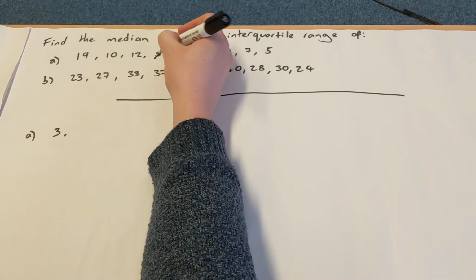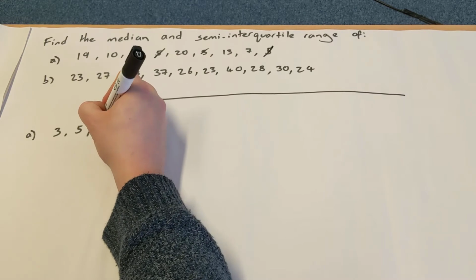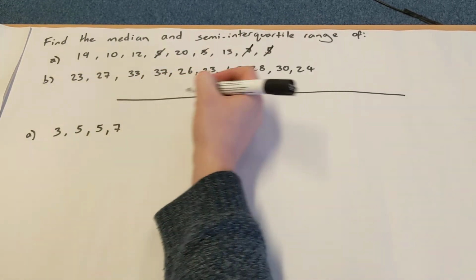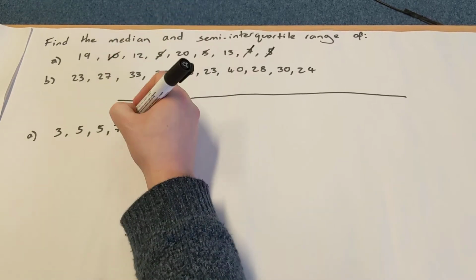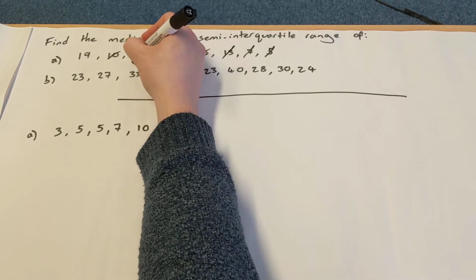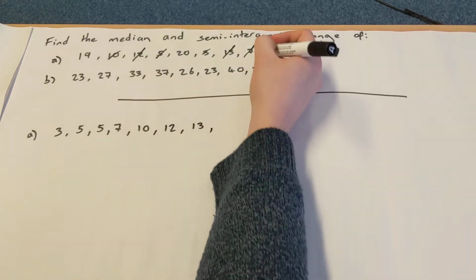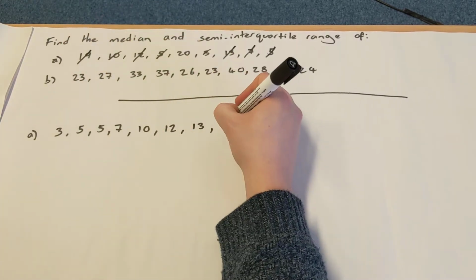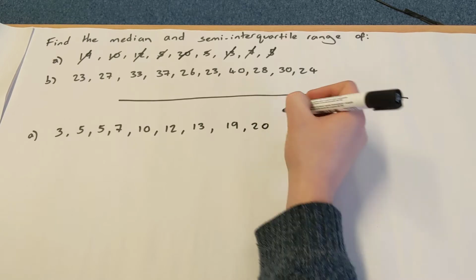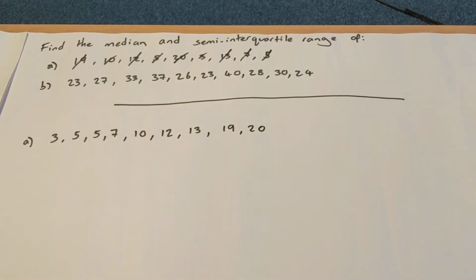Then we've got 5. We've got another 5. Then 7. Next is 10. Then 12. Then 13, then 19, and then 20. So to find the median, we're just looking for the middle value.